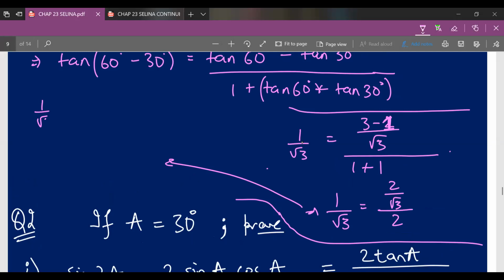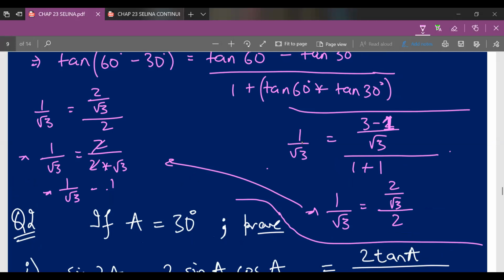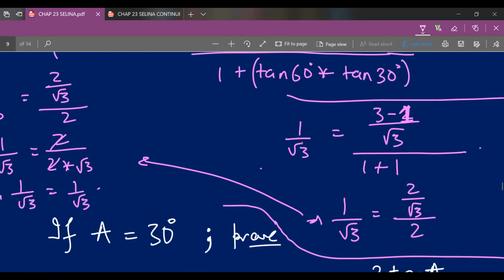1 upon root 3 is equal to 2 upon root 3 upon 2. Okay, so I'll leave 1 upon root 3 in the LHS as it is, equal to 2 upon root 3 whole divided by 2. So the fraction will be 2 upon 2 into root 3. Why? Because root 3 came down, so therefore 2 and 2 get cut, and all that remains is 1 upon root 3 is equal to 1 upon root 3. So I'll just zoom in a bit. So this is our final answer.